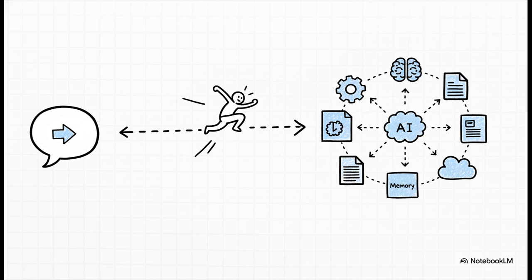You need to give it a whole system to work with. And that, right there, that is the huge leap from basic prompting to what we call context engineering. It's really the difference between just giving an order and creating a true collaborator. Okay, let's get into it.